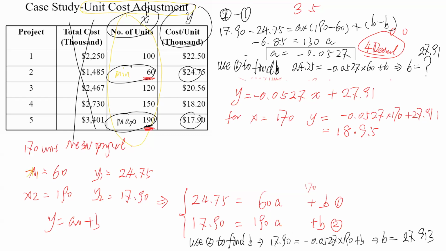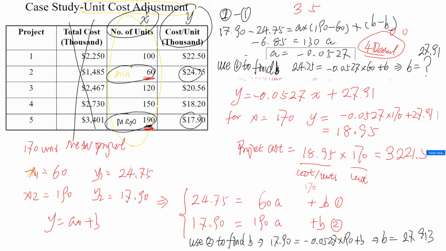So now can you find the X for a given Y, following this one, and then your project cost will be equal to 1895 times 117, right? So this is your cost per unit, and this is your units. And you get 3221.5. So this is $1,000.